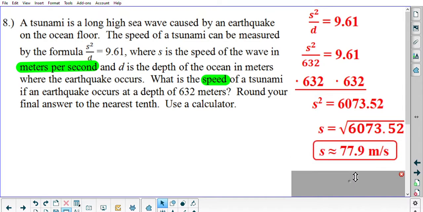If I take 6,073.52 and I square root that, I would have got 77.93. Since the 3 in the hundredths is lower than 5, this does not round up. It just stays 77.9. Make sure you put meters per second, or m/s, and the approximately equal to symbol.